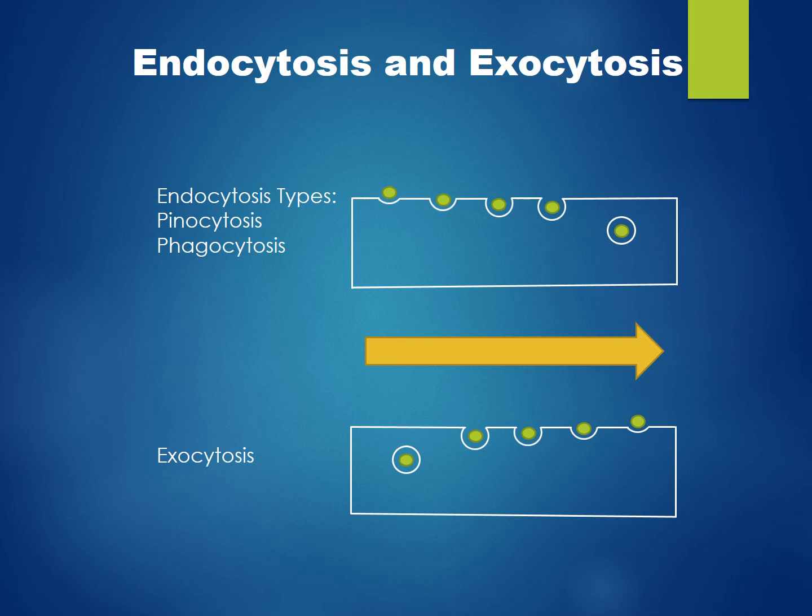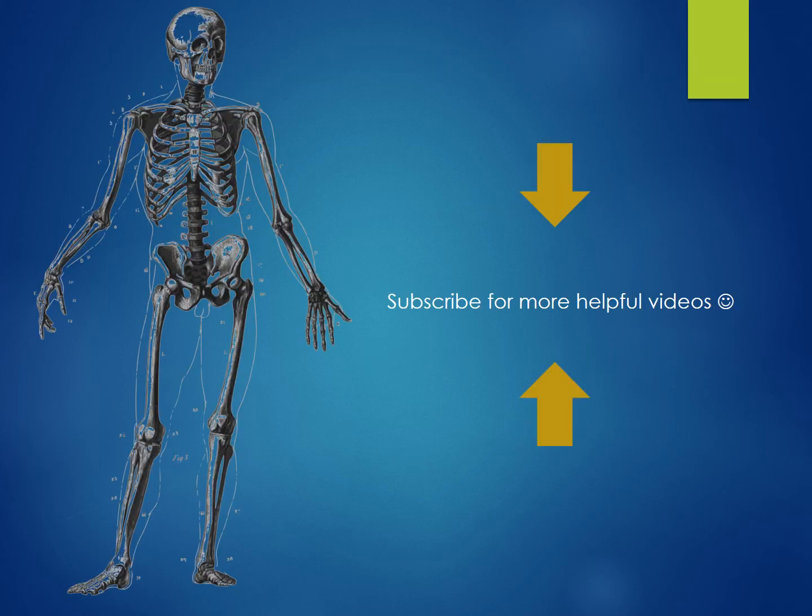Both endocytosis and exocytosis are constantly occurring in cells, which means the plasma membrane and vesicles are constantly being recycled and reused.